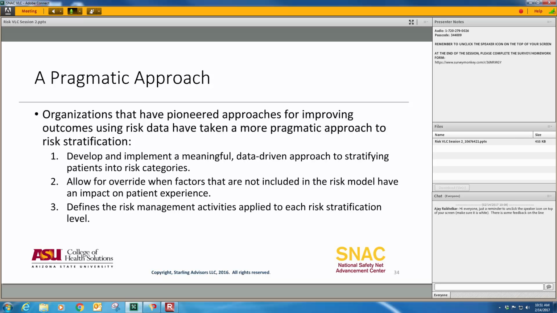So many organizations that have used risk stratification successfully have focused on a much more pragmatic approach. First, developing and implementing a meaningful data-driven approach to stratifying patients, allowing for an override when factors that are not included in the risk model have had an impact on patient experience. So this is allowing essentially a provider or a physician to say, the data may show that this patient would be a low risk, but I happen to know that they've got a lot of stuff going on and probably need more intensity. And then clearly defines the risk management activities that are applied to each level of stratification. And we're going to take you through some concrete examples of this today.